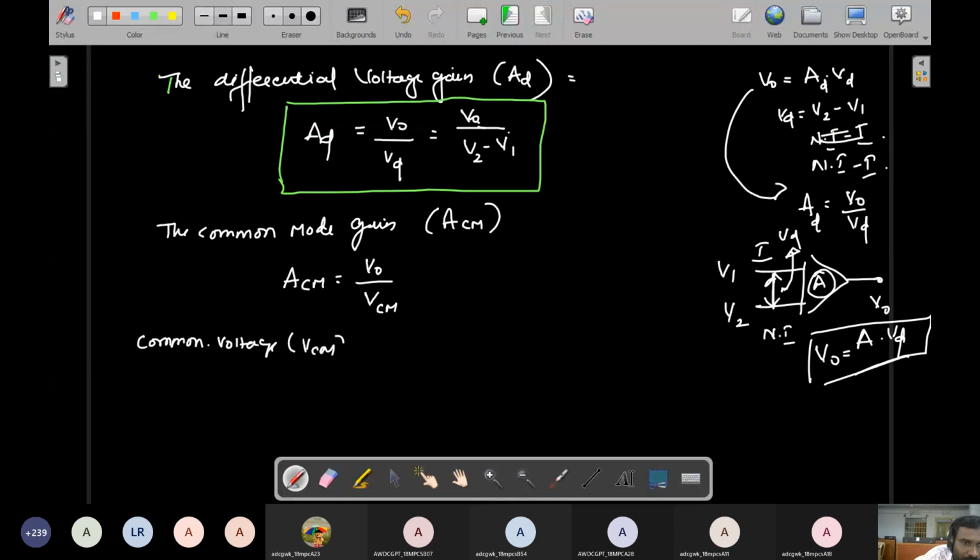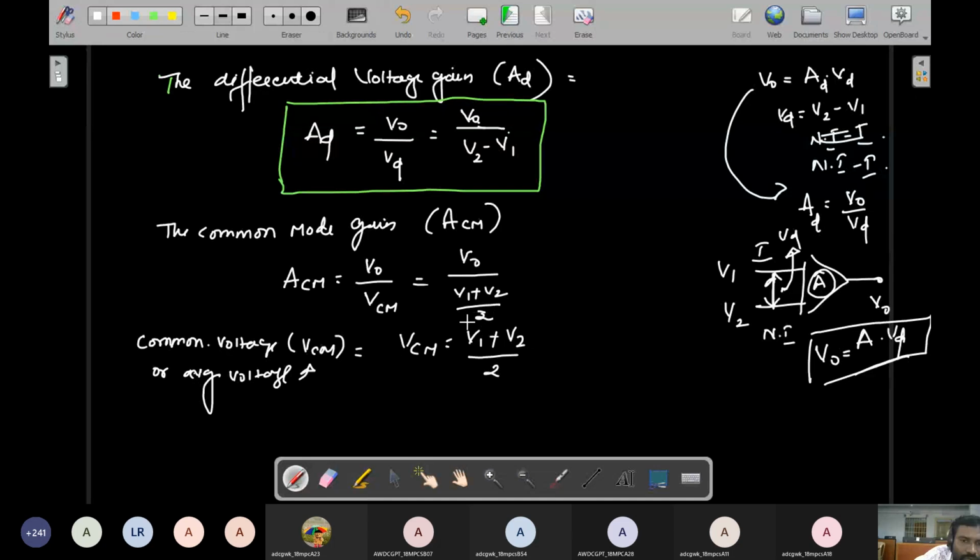So this common voltage is nothing but the average voltage, common voltage or average voltage. VCM is equal to V1 plus V2 by 2. So this value is represented by V0 by V1 plus V2 by 2. Okay, so this is the average.